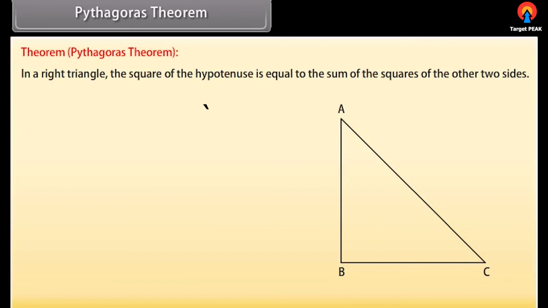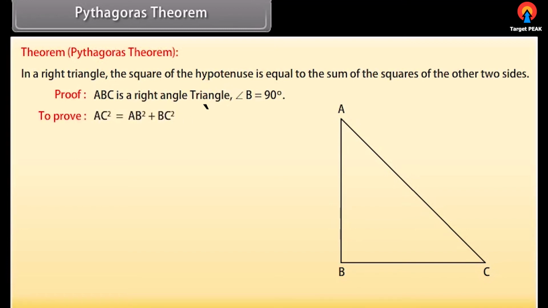In a right triangle, the square of the hypotenuse is equal to the sum of the squares of the other two sides. Let us prove this theorem. Given, ABC is a right-angled triangle. Angle B is equal to 90 degrees. To prove, AC square equals AB square plus BC square.